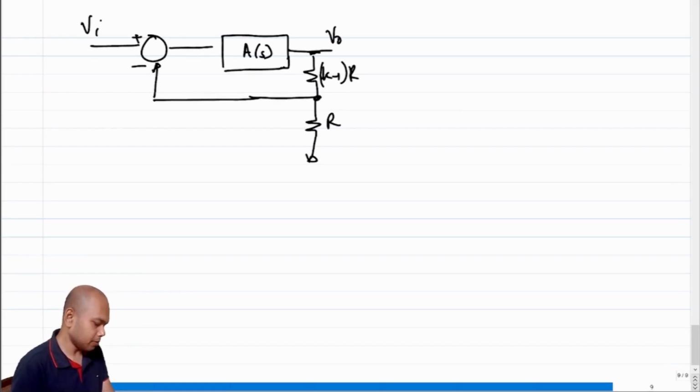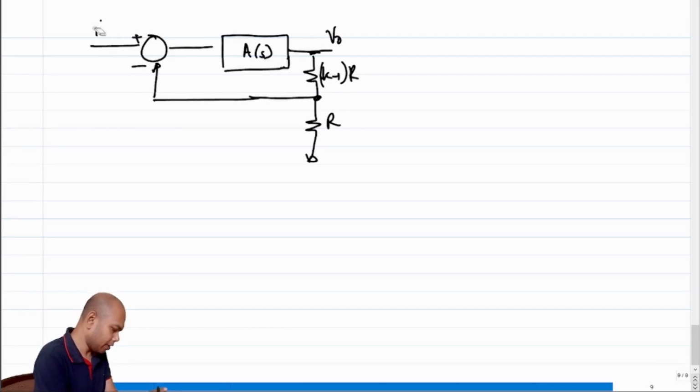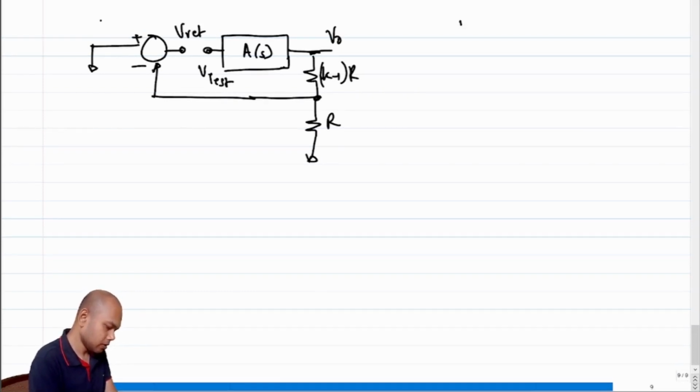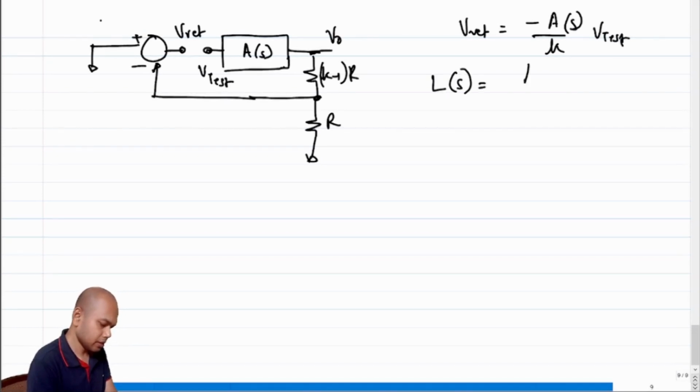Right. Before we go into phase margin, can you tell me what the loop gain is? How will you evaluate loop gain? To evaluate loop gain, I can simply desensitize the input and break the loop somewhere. Let's say I break the loop here, apply a test voltage V test, and observe this voltage V return. So what is V return? It is equal to minus A of S by K times V test. So loop gain L of S is A of S by K.